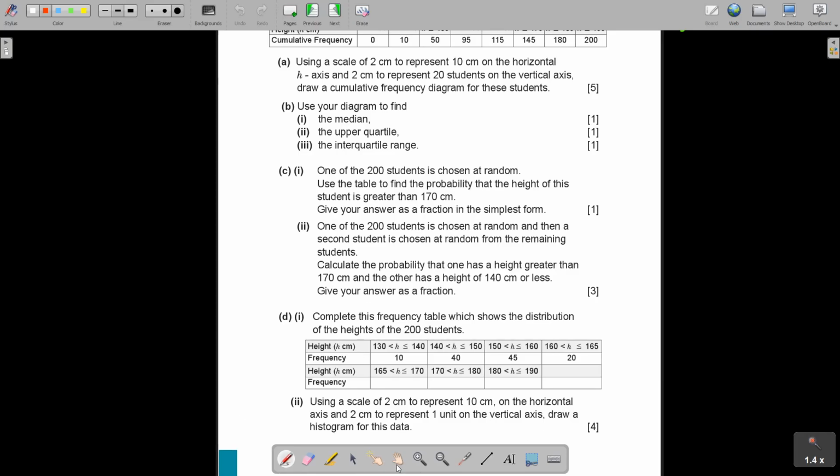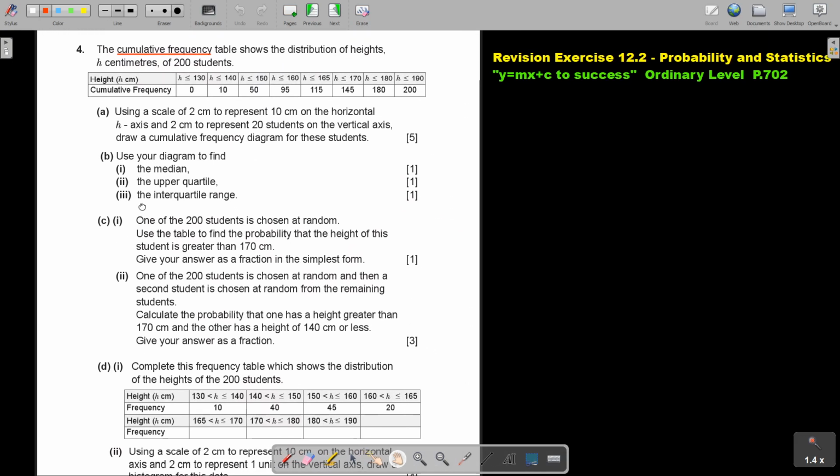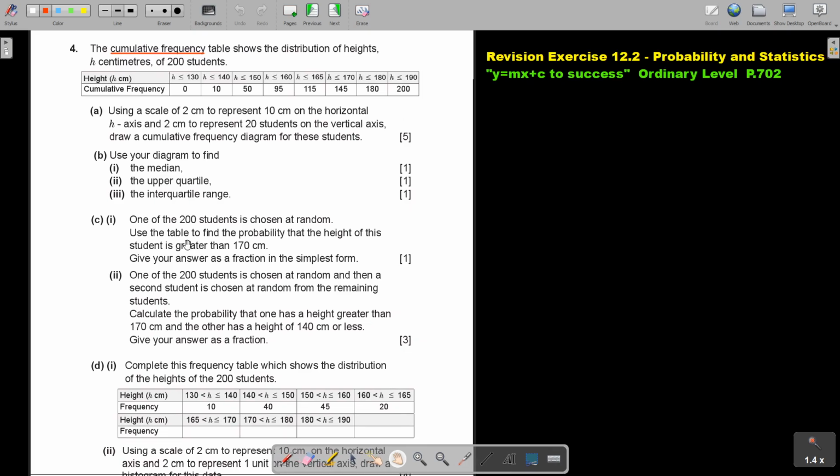And I think I'm just going to use my graph paper here. Okay, I will just follow in my textbook, and you can follow in your textbook, because I think I'm going to now have to work between 2 pages, which makes it sometimes a bit more challenging. Okay, but let's start. Using a scale of 2 to represent 10 on the horizontal axis, okay, now first view, the cumulative frequency curve shows the distribution of heights, and that's 200 students, that's also the total.